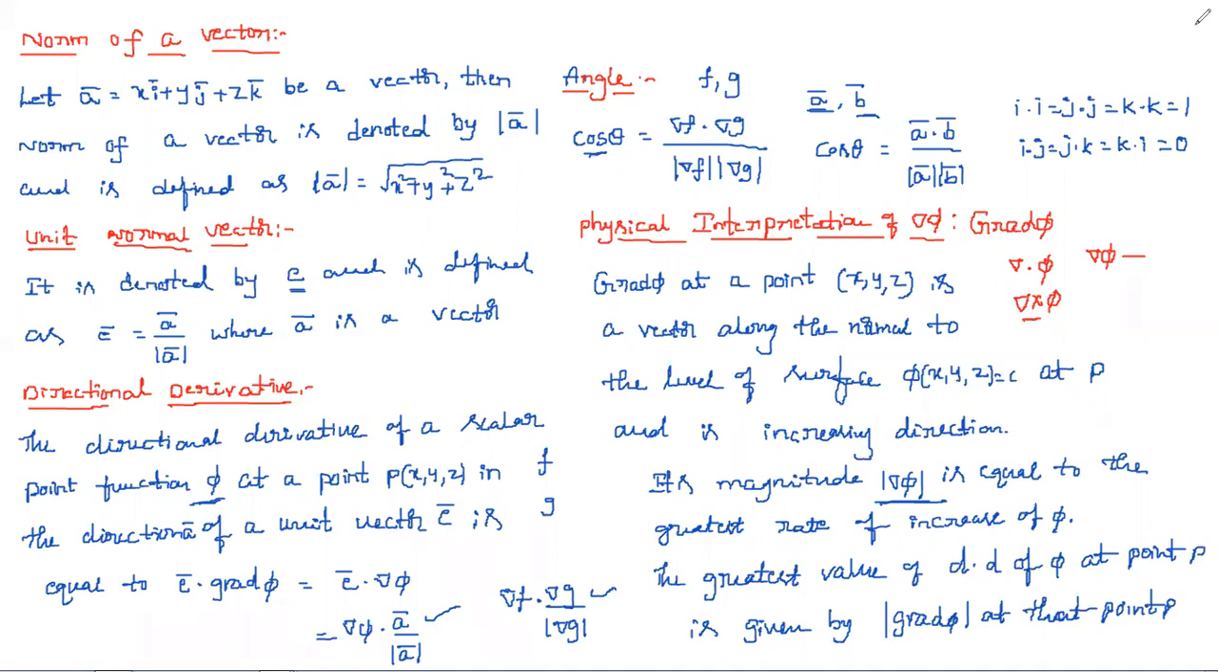Directional derivative, these are what we discussed from here onwards: first normal, next unit normal vector, directional derivative, finding the angle, and next the greatest value of directional derivative. Based on this, we'll solve the problems now. First one, find del of x square plus y square z.